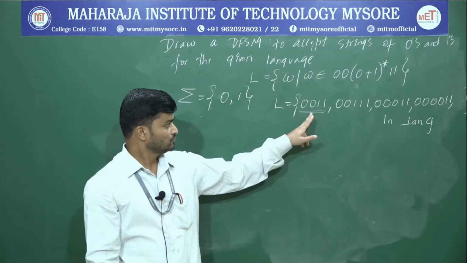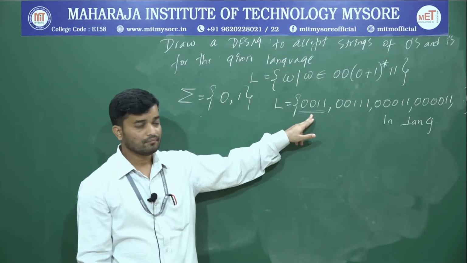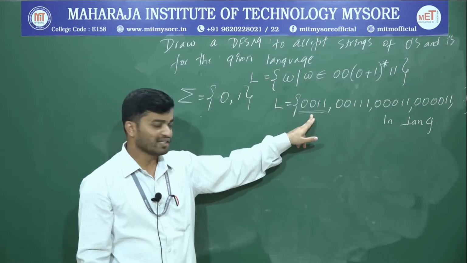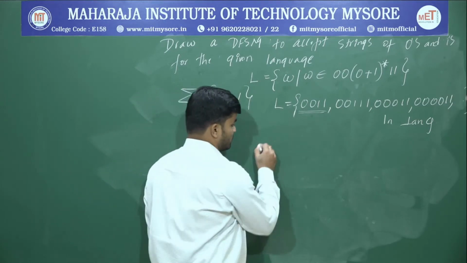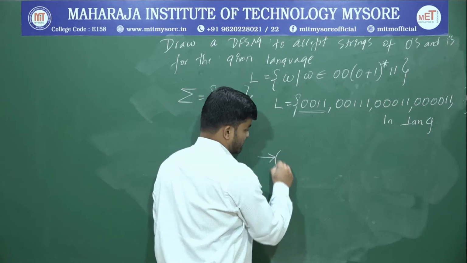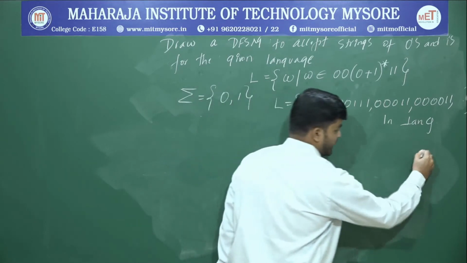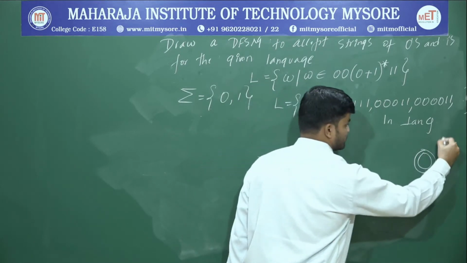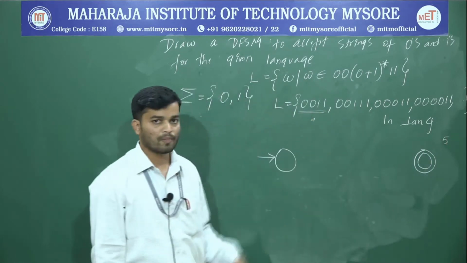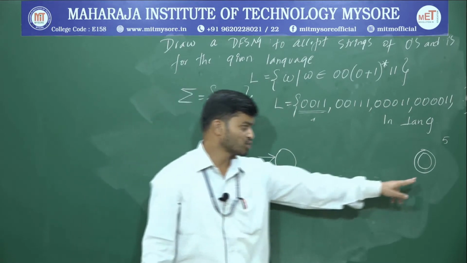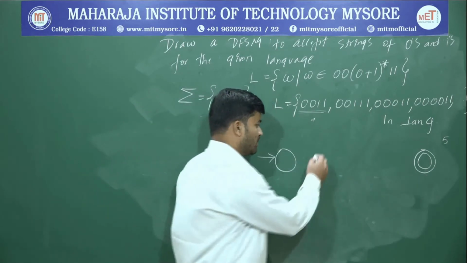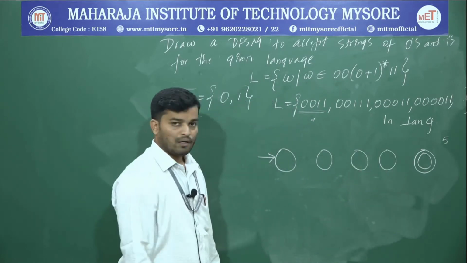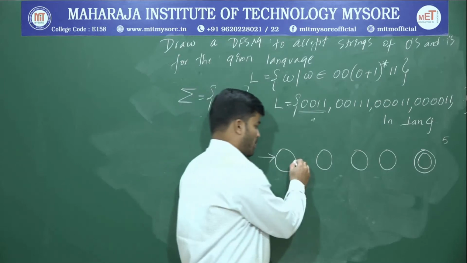Okay. What's the length of the minimum length string? Length is 4. If it is 4, how many states? 5 states, out of which one is the start state and one should be the accepting state. So this one is 4, therefore the number of states should be 5: 4 plus 1. One should be the start state and one should be the accepting state. So the remaining are intermediate states. So that is just a circle. Okay. Now connect this using an arrow.